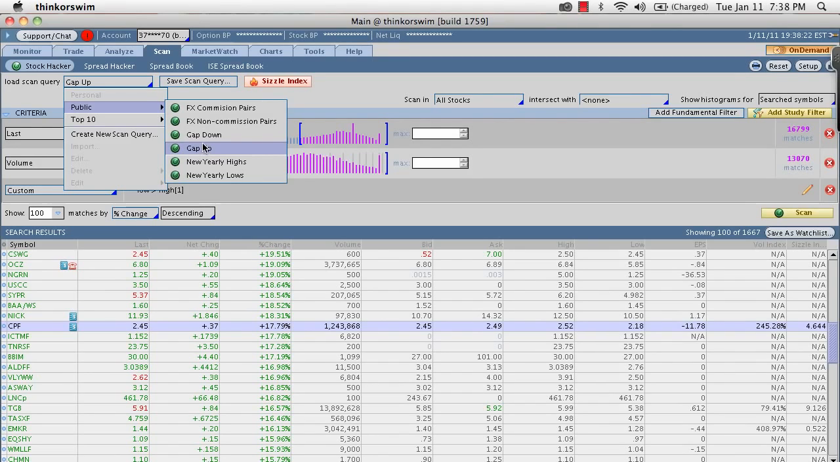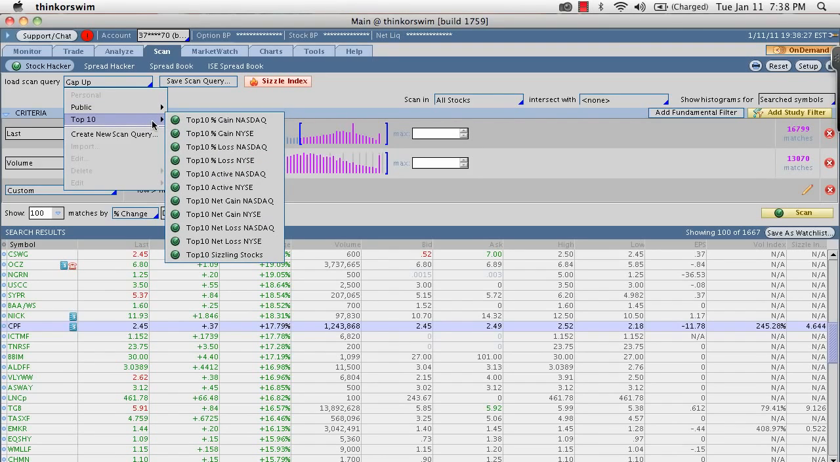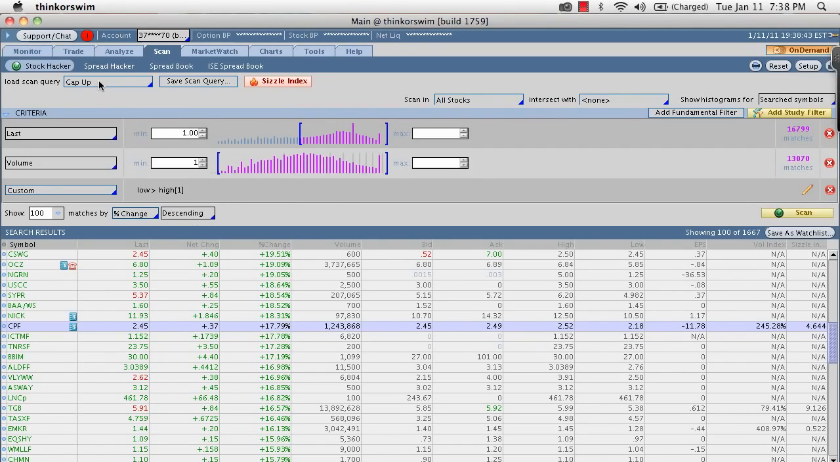There are a lot of different scans that Thinkorswim has. You can have gap downs. There's a bunch of these top 10s here: top 10% gainers, top 10% losers, most active, net gains, net losses, and then a sizzle index, which covers volatility and a combination of percentage gain, activity, etc. I'm just going to stay with the gap up one that I have. You can see there are a lot of different criteria you can adjust here. You can basically look at everything in the market, or narrow it down to only stocks that trade between $10 and $30 if you want to.